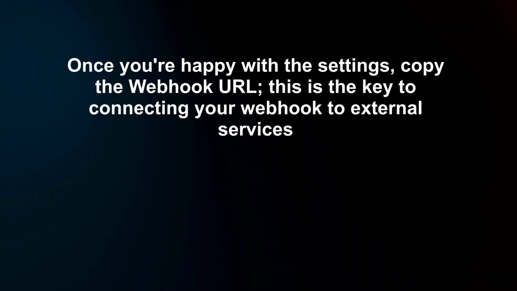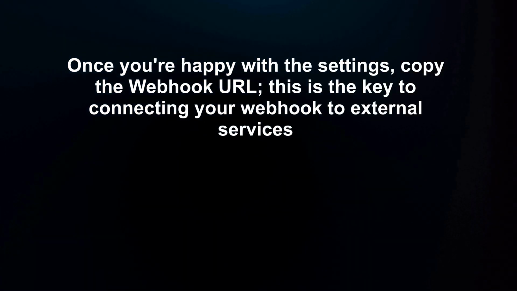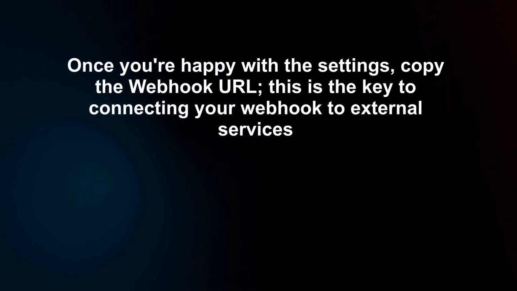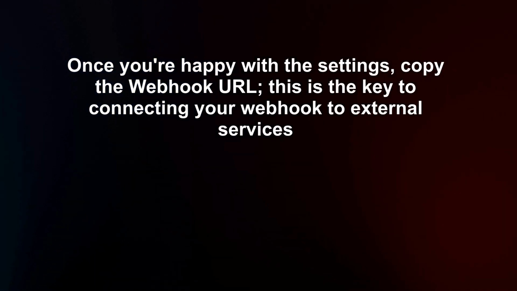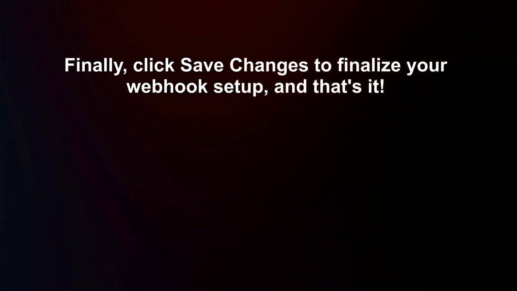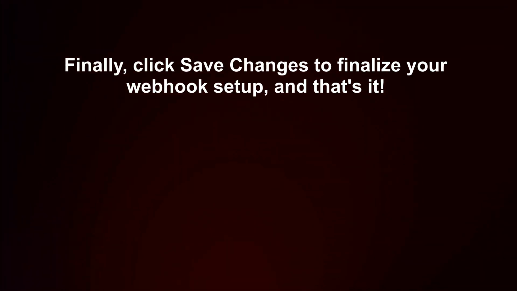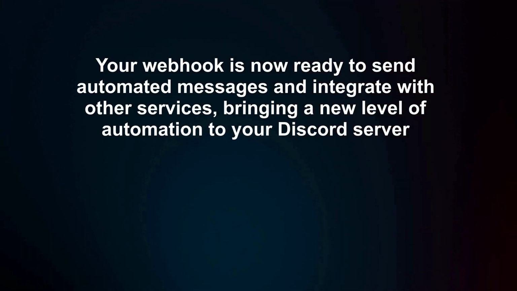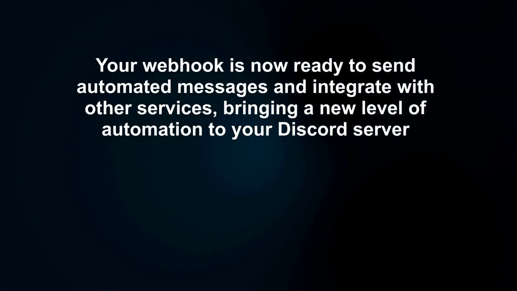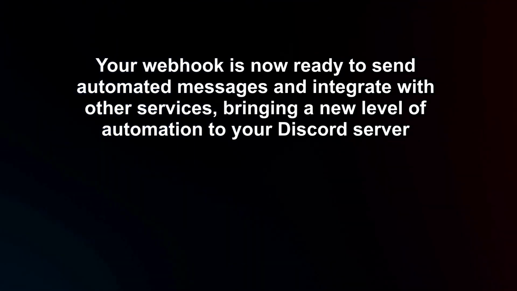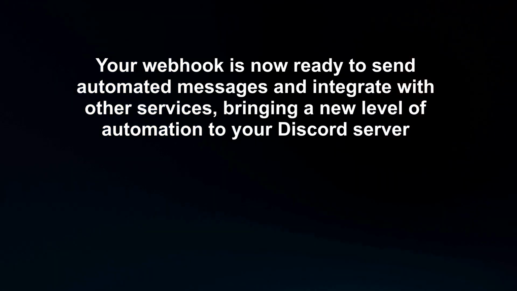Select carefully. Once you're happy with the settings, copy the Webhook URL. This is the key to connecting your webhook to external services. Finally, click Save Changes to finalize your webhook setup, and that's it. Your webhook is now ready to send automated messages and integrate with other services, bringing a new level of automation to your Discord server.